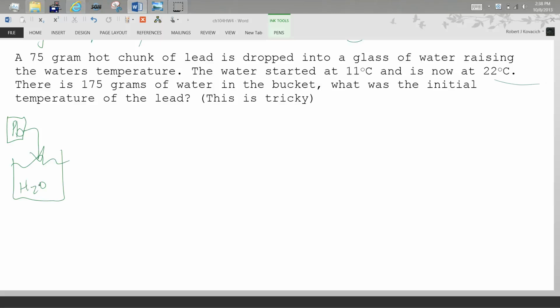Since the conservation of energy states that you can't create nor destroy, the lead lost it, the water gained it, so those values must be equal to each other. So if I know the Q of the water, then I also know the Q of the lead. In this problem, we're trying to figure out what the temp is of that lead before it goes into the water.